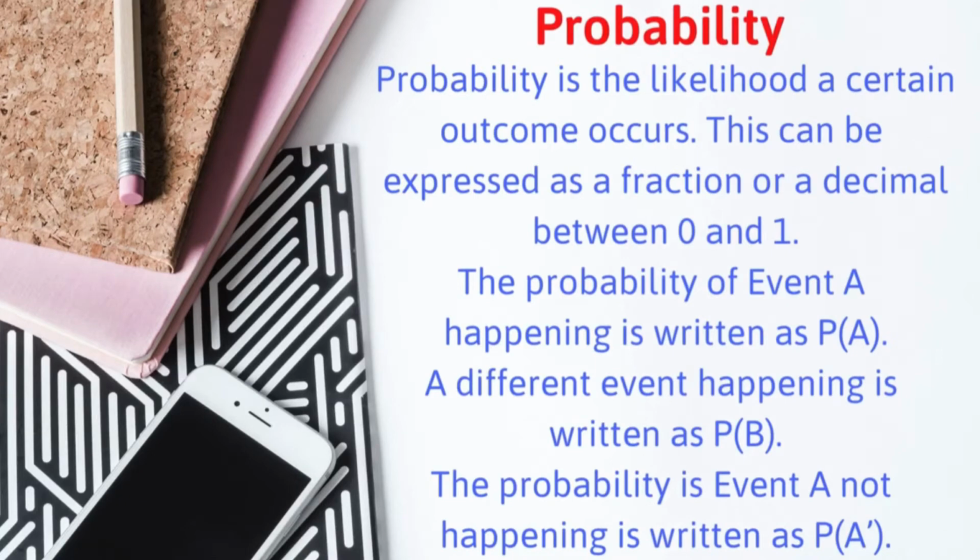Probability is the likelihood that a certain outcome happens. This might be rolling a number on a dice or picking a coloured pen at random. Probability can be expressed as a fraction or as a decimal between the values of 0 and 1, 0 being it will never happen and 1 being it's certain to happen. The probability of event A happening is written as P with the event in brackets. The probability of event A not happening is written as P with A dash in the brackets.